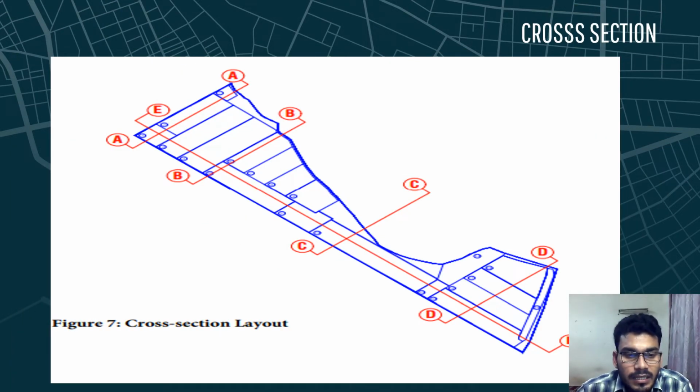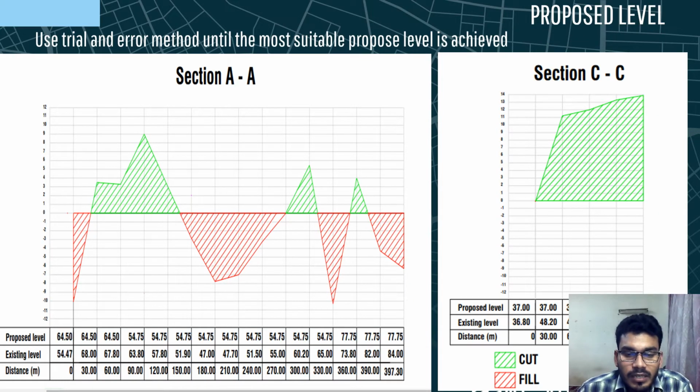In the cross section, you can see some of the cross sectional areas, with the cross sectional layout shown here. For the proposed level sample, as we can see for section AA and section CC, the results are given here: proposed level, existing level, and distance in meters.